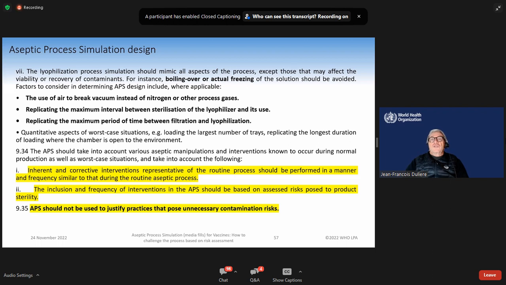And APS should not be used to justify practices that pose unnecessary contamination risk. That means if you have a facility or equipment which is not fully compliant with GMP, you cannot use the APS to say we are not fully GMP compliant, but this is not a problem. Our APS is successful.